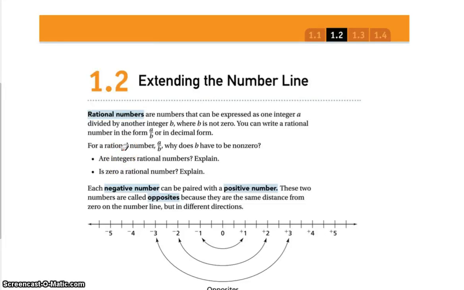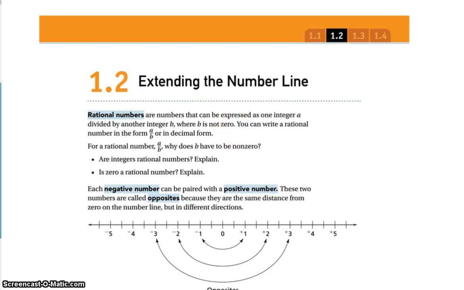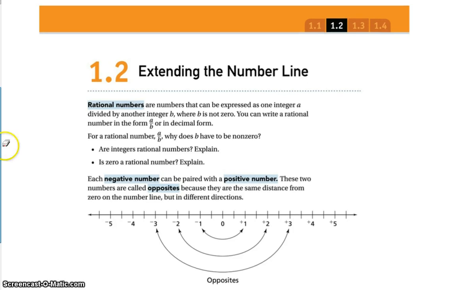Okay, so today we are going to further our discussion about positive and negative numbers, and we are going to extend that discussion to rational numbers. Rational numbers are numbers that can be expressed as one integer divided by another integer, where b is not zero. We can write rational numbers in the form a/b or in decimal form.